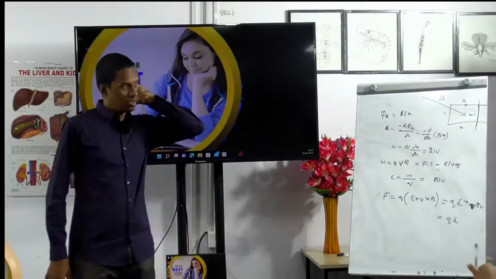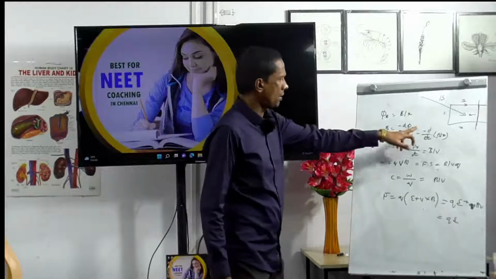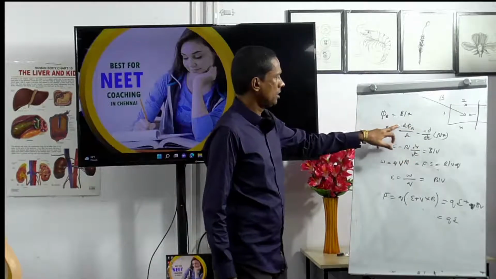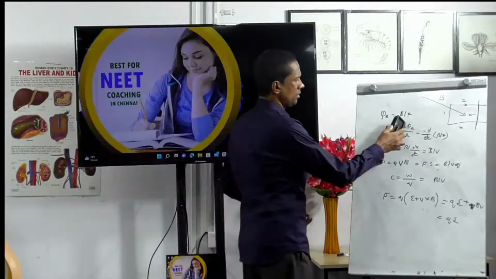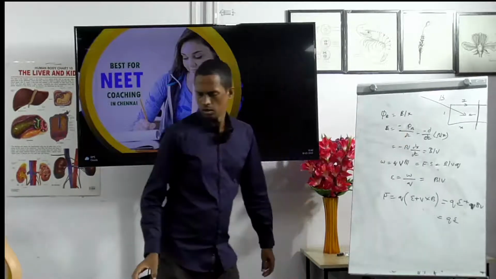Minus d phi by dt, yes, sir. Minus d phi by dt. Okay, sir. Because it is d, not the other symbol. Phi.